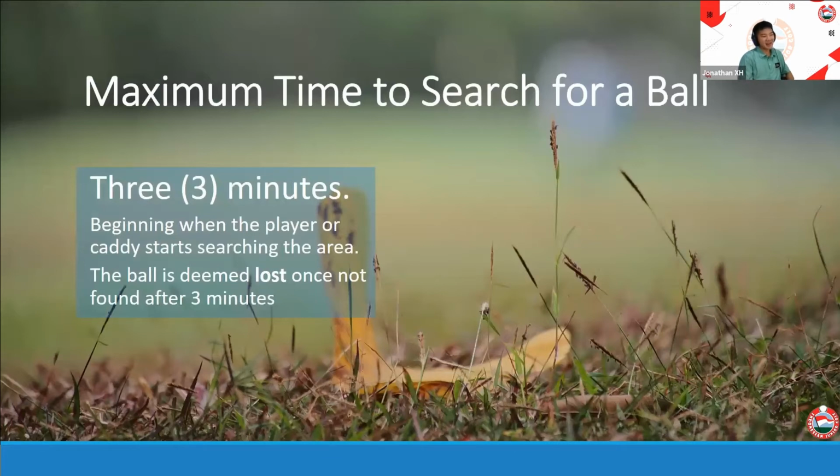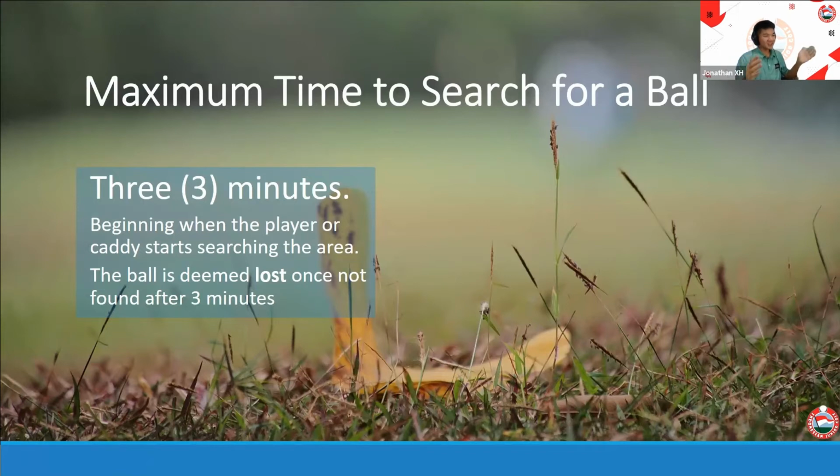So let's clarify. The maximum time to search for a ball is 3 minutes, beginning when the player or caddy starts searching the area. The ball that you are searching for is deemed lost once not found after 3 minutes. So if it's 3 minutes and 1 second, so 3:01, that's already lost.